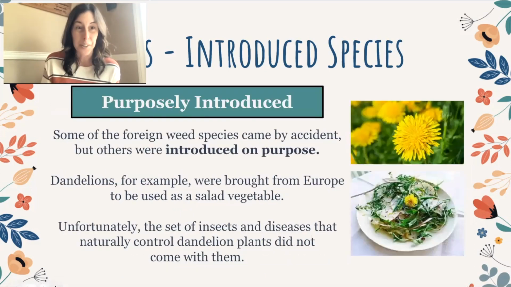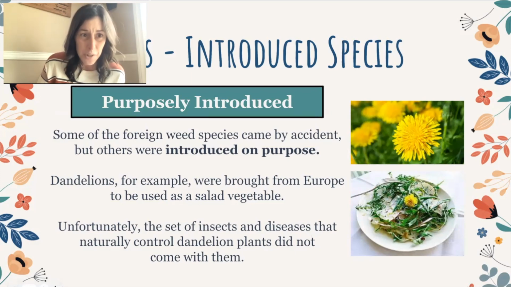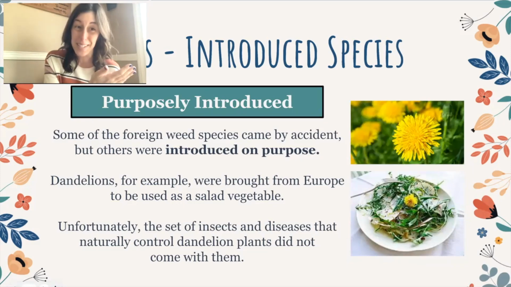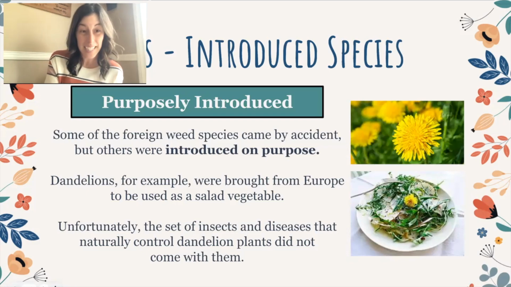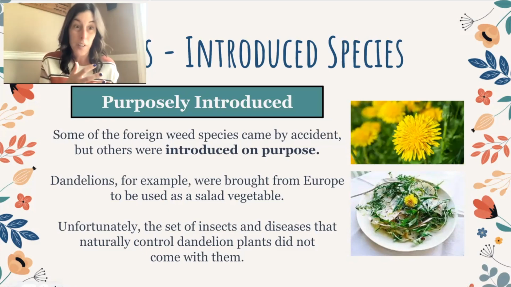And then purposely introduced, I thought this was super interesting. So some of the foreign weed species came by accident, but others came on purpose. The dandelion. The dandelion was brought from Europe to be used as a salad vegetable. I am not telling you to go eat dandelions. Make it clear, this is recorded. Do not go eat dandelions. But previously, people from Europe had them on salads. And so they brought them over to Canada.